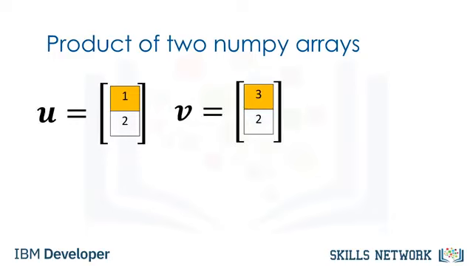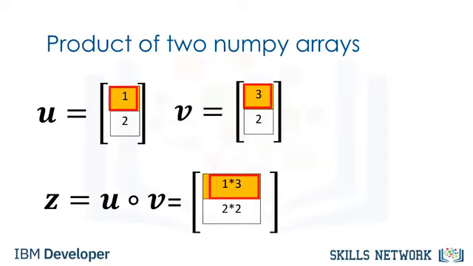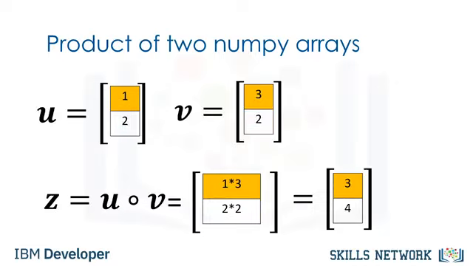Consider the following 2 vectors, u and v. The Hadamard product of u and v is a new vector z. The first component of z is the product of the first element of u and v. Similarly, the second component is the product of the second element of u and v. The resultant vector consists of the entry-wise product of u and v.